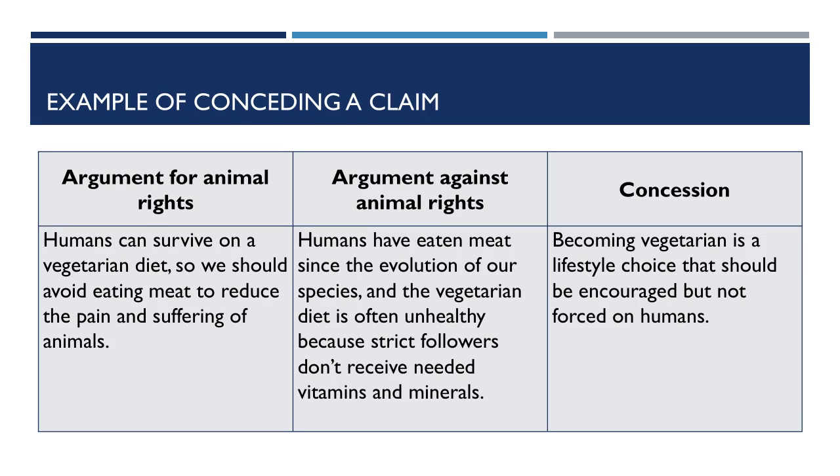And then an example of conceding a claim: if you're for animal rights, you might say humans can survive on a vegetarian diet, so we should avoid eating meat to reduce the pain and suffering of animals. The opposing side might have a counter-argument like, humans have eaten meat since the evolution of our species, and the vegetarian diet is often unhealthy because strict followers don't receive needed vitamins and minerals. A concession could be, becoming vegetarian is a lifestyle choice that should be encouraged but not forced on humans.